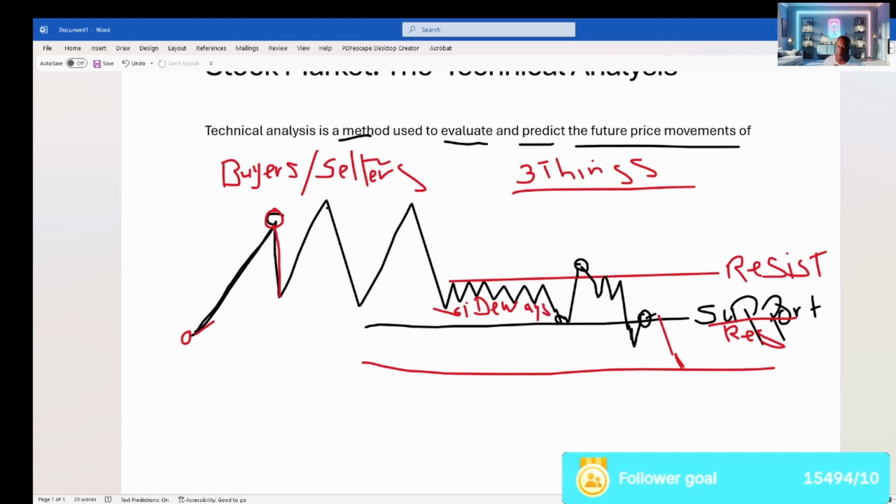But most of the time, the market goes up, down, and then back there. We just call this a line chart. We just do it as a line chart. What I'm showing you is a line chart.